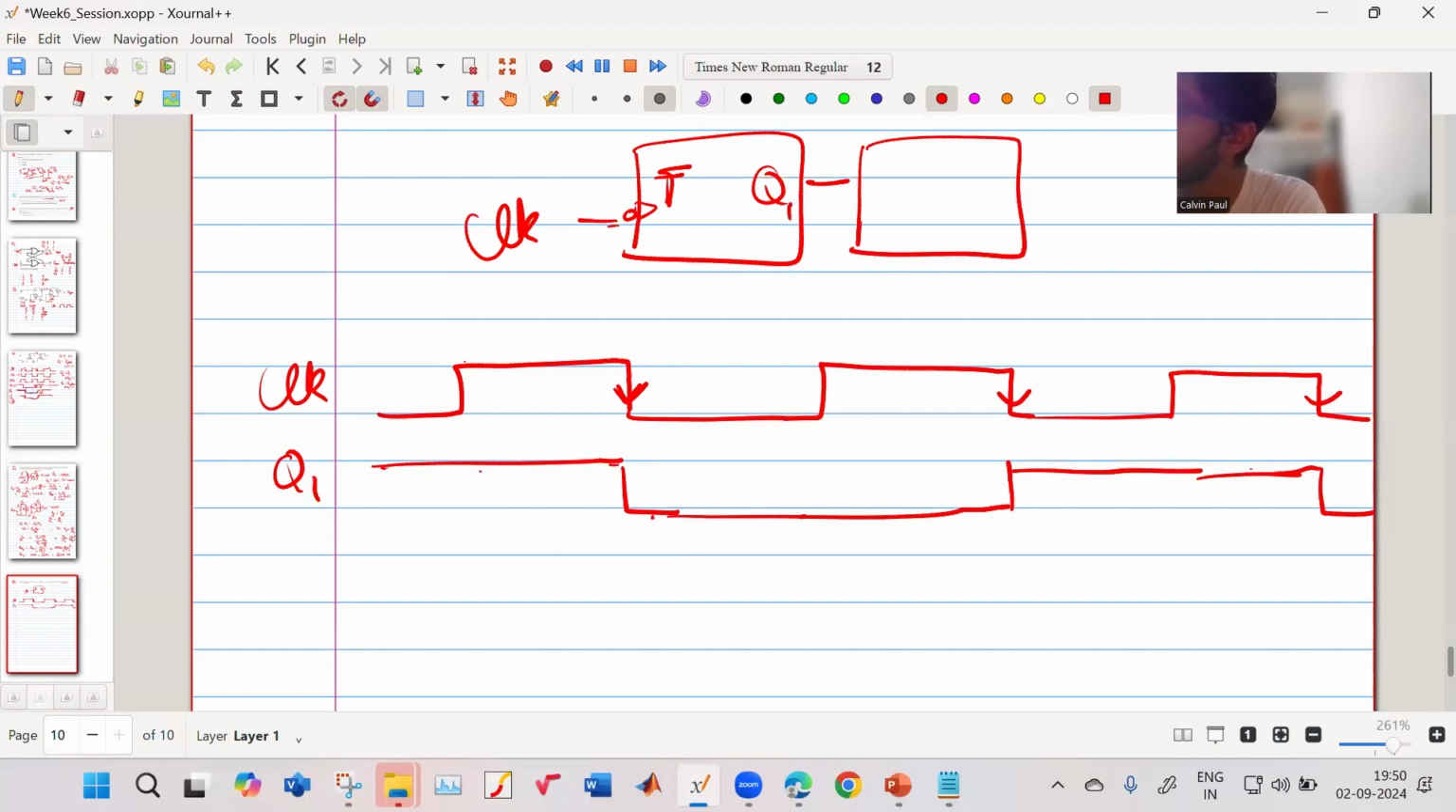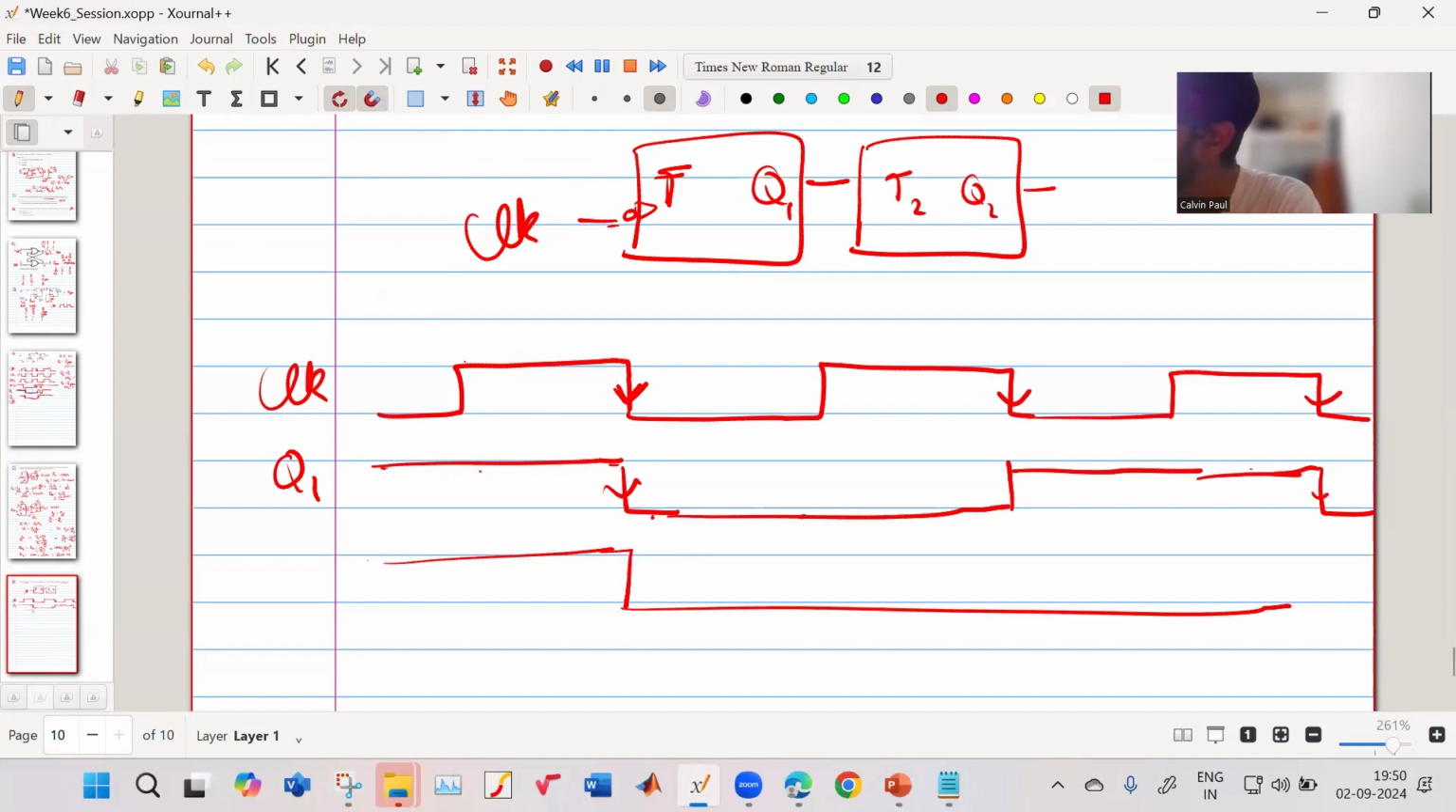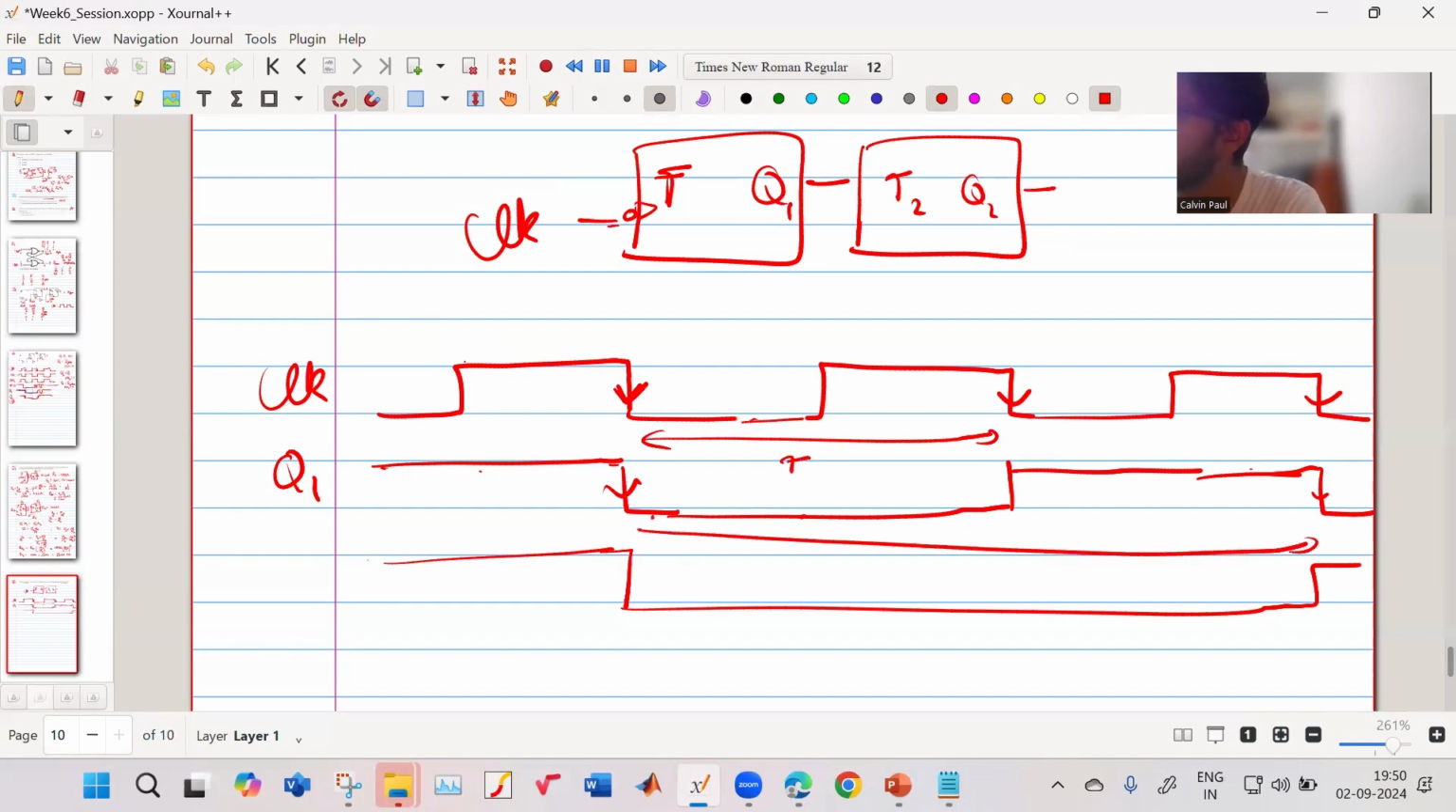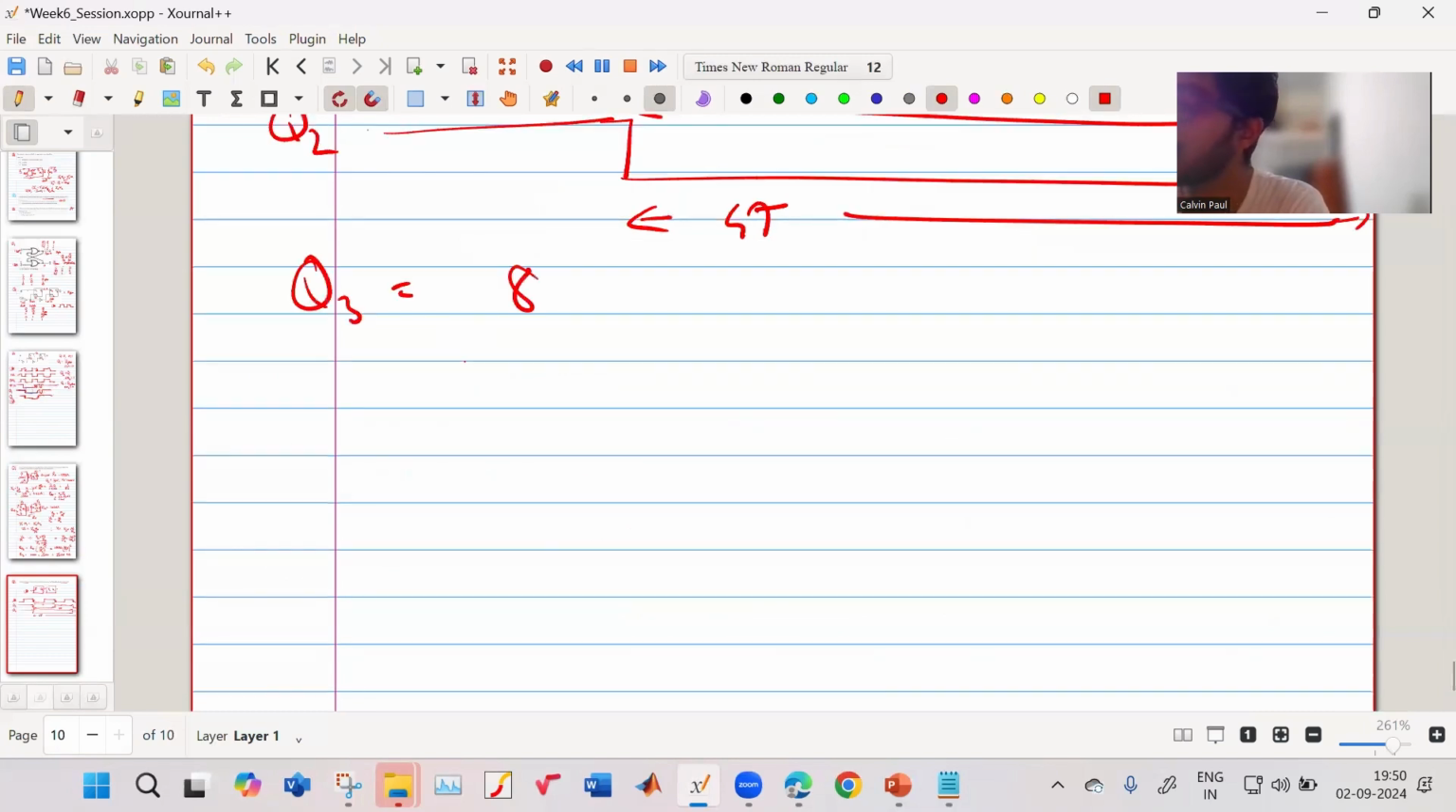Next, we will connect this to another T2 and this will be its Q2. So when this goes low, this will change its value. Say its value also was 1, this will go to 0, and then when this goes low, it will change its value to 1. So if this has a time period T, this has time period 2T. So this Q2 will have a time period equal to 4T, and it will go on. And Q3 will have a time period of 8T.